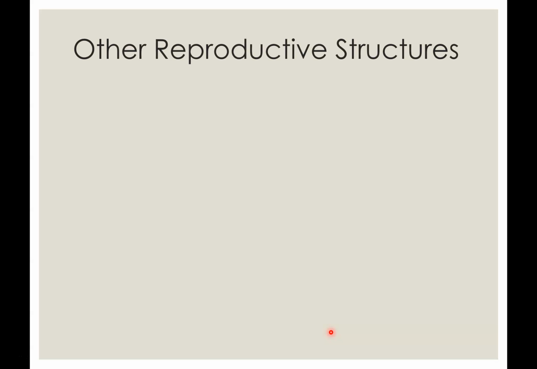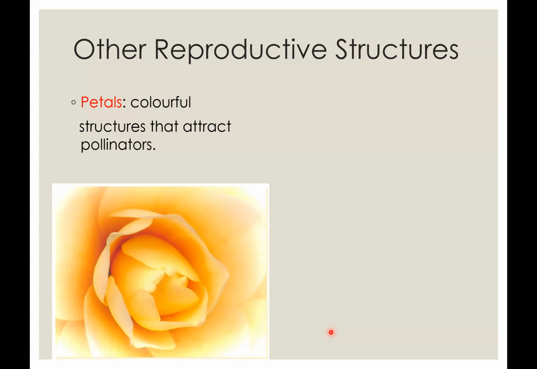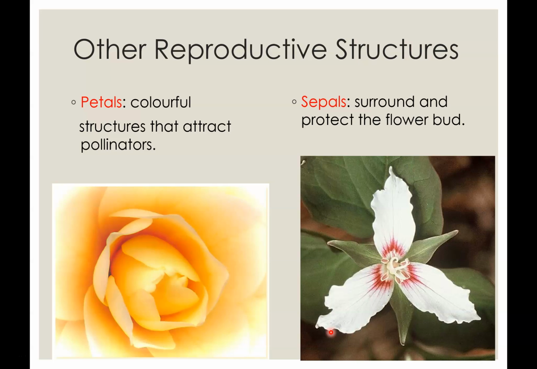Now there are other reproductive structures that we must consider. They're also playing an important role, and these are the petals, which are colorful, and these are the structures that attract pollinators. So here we have, for example, roses, rose petals. The sepals surround and protect the flower bud, and they tend to be green. In some species they might be colorful, but in most cases they're green. So they're showing right here. These are the petals, these are the sepals.